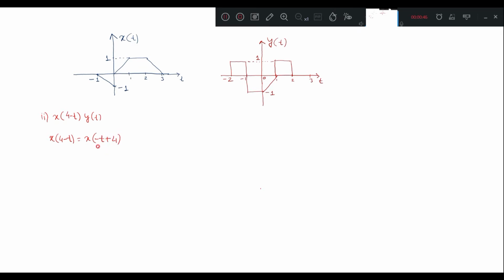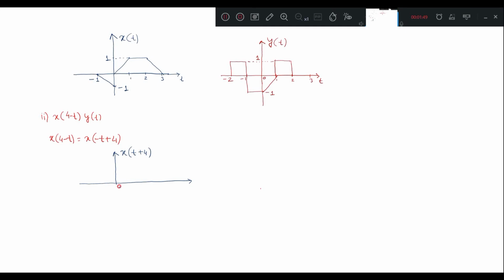So here we can observe that x of minus t plus 4 can be obtained by shifting operation and reflection operation. So shifting operation, that is shifting x of t towards left by 4 units, we will get x of t plus 4. Then by taking reflection of that, we'll get x of minus t plus 4. First we'll perform the shifting operation, that is x of t plus 4. So x of t plus 4 is obtained by shifting x of t towards left by 4 units.